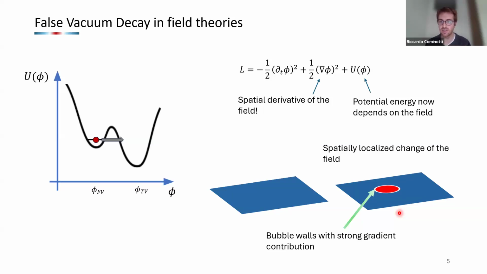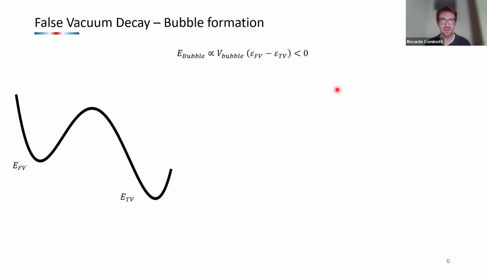and this is because the field is now inhomogeneous, so the gradient term in the Lagrangian starts to give a non-negligible contribution. And this surface must be taken into account if we want to truly understand the process of bubble formation. So we can look more in depth into this process.